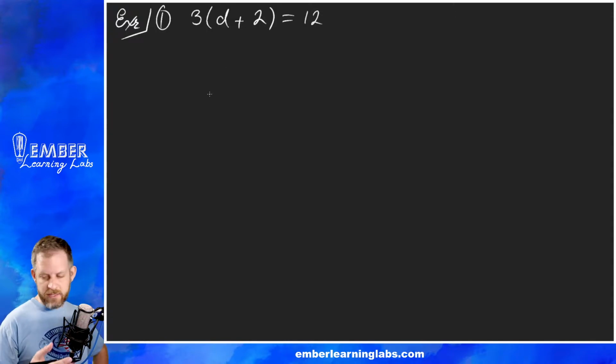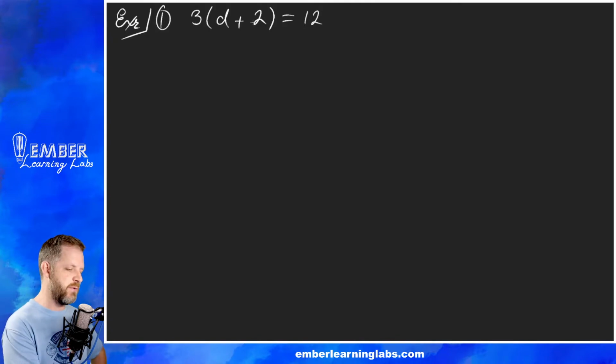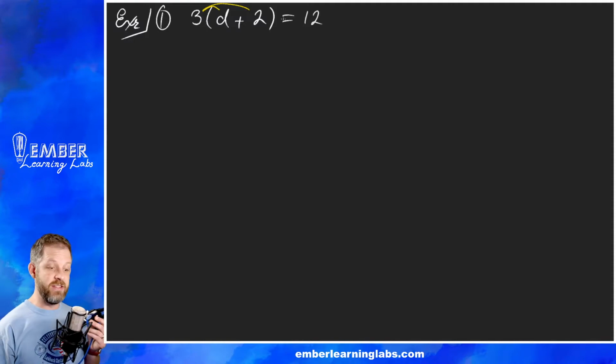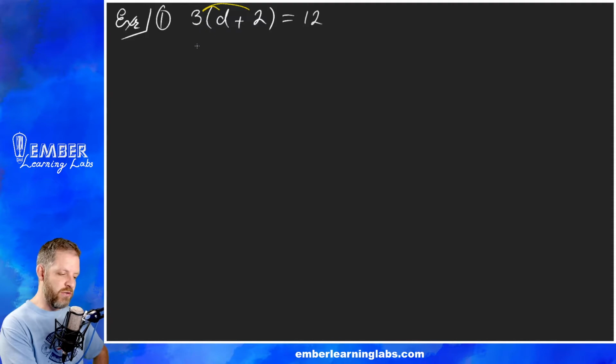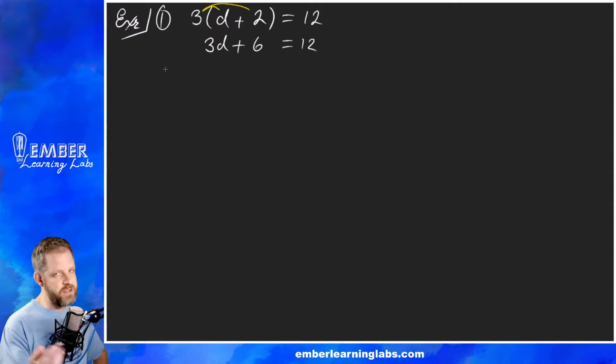Now, on this particular problem, there's actually another way to solve it. You could also divide that 3 off since it's multiplied times everything. It's actually one less step that way, but we're going to do it this way anyway because I suspect this is the path to victory that most of you guys are going to see. So 3 times d is 3d. 3 times 2 is 6. Bring down equals 12.